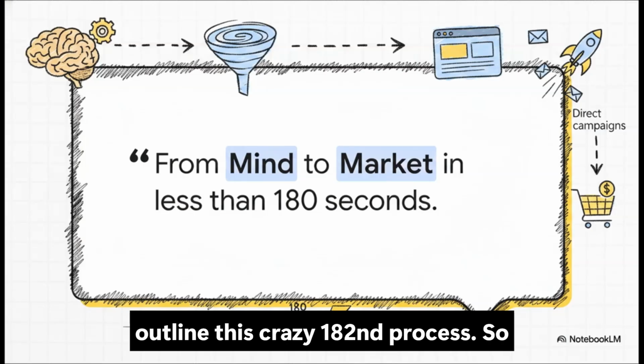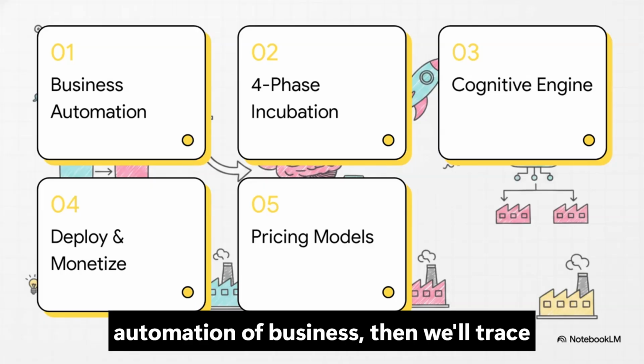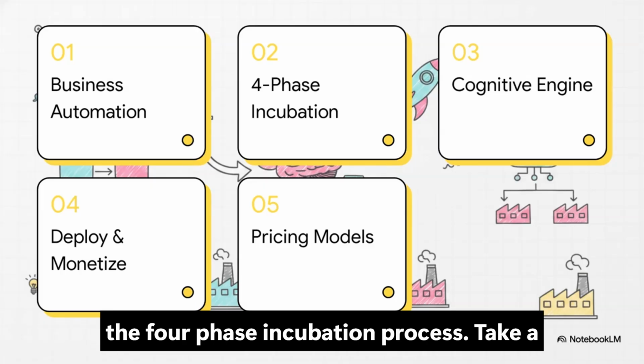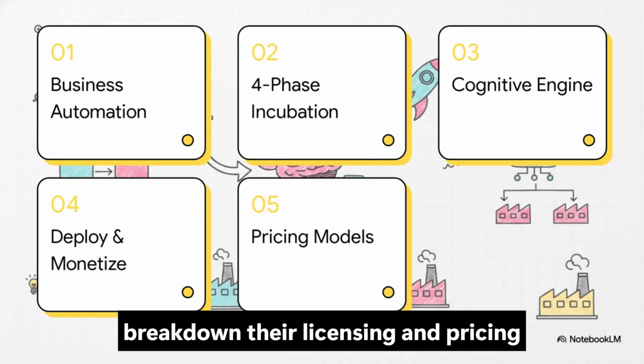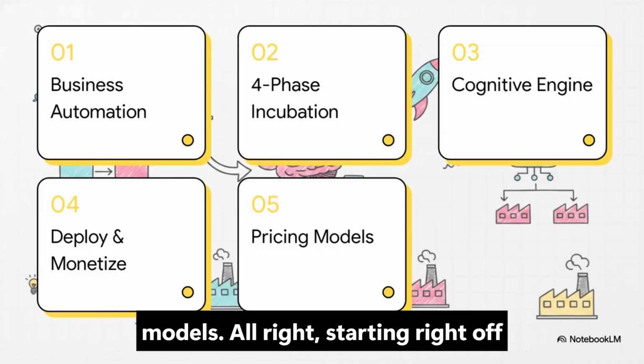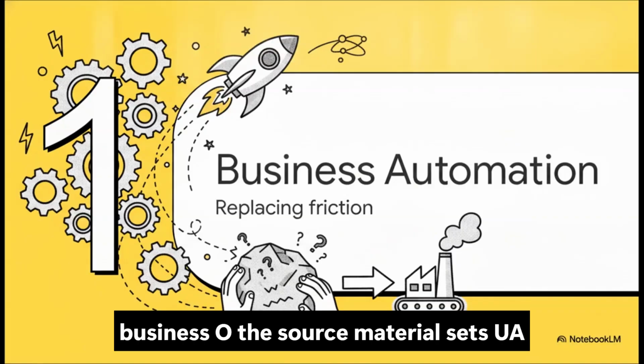It's totally the core hook of our journey today, so we're going to break down exactly how they outline this crazy 180-second process. So here's our roadmap for today's explainer. First, we'll look at the automation of business. Then we'll trace the 4-phase incubation process, take a peek inside the cognitive engine, look at deployment and monetization, and finally, break down their licensing and pricing models. All right, starting right off with Section 1, the automation of business.